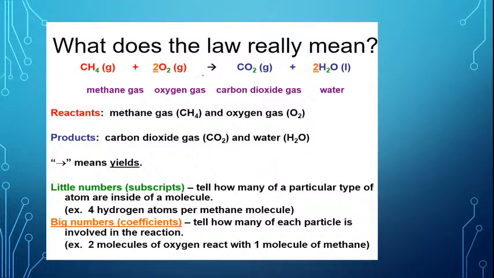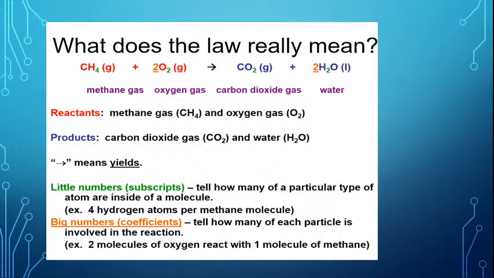The arrow should always point from which side to which side? From the reactant side to the product side. So the reactant side is always the left hand side and the product side is always the right hand side.